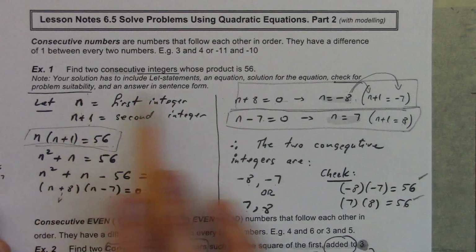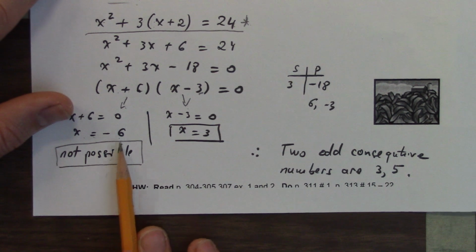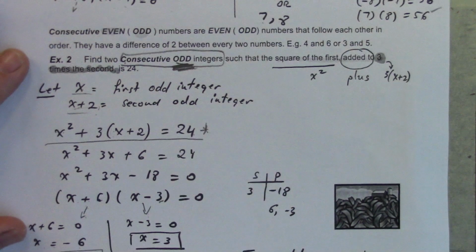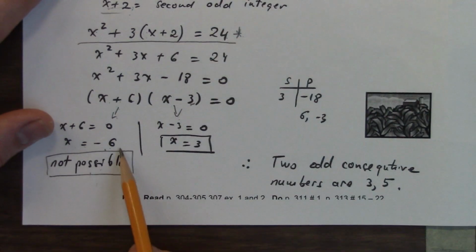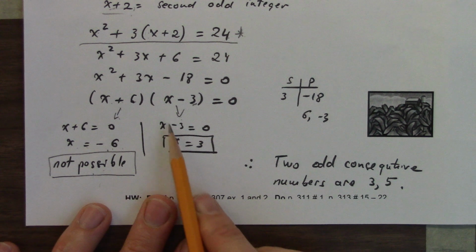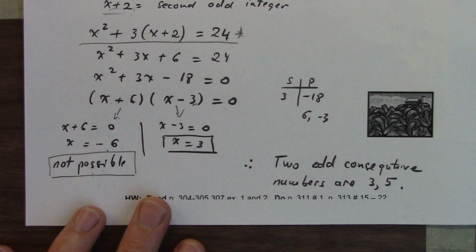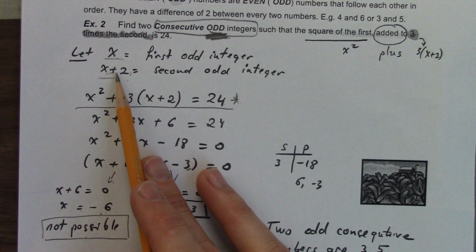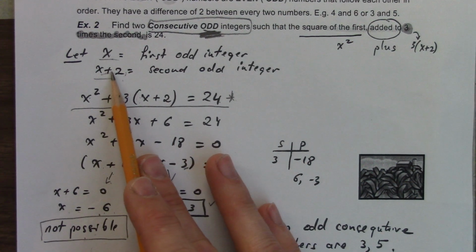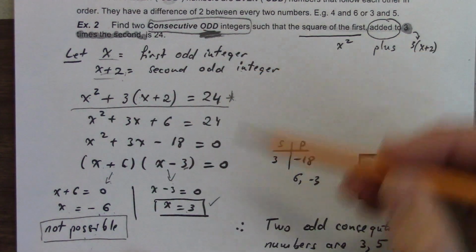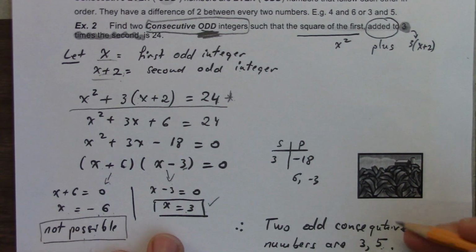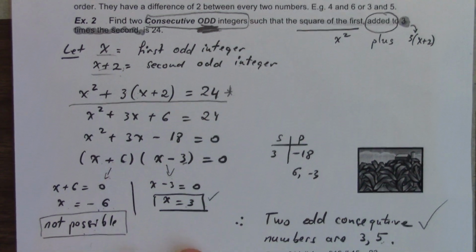So that's what this is meant, where it says here, check for problem suitability. Right here, underline, check for problem suitability. You have to make sure that this answer makes sense with the original question. Because it says odd, this no longer makes sense, negative 6. So we only have one option, x equals 3. Is it odd? Yes, it is. Okay, now I need to find that second number, so I'm going to go back to my original declaration. X plus 2 is my second integer, so I'm going to add 3 plus 2, and I'm going to get 5. So therefore, my 2 consecutive numbers are 3 and 5.